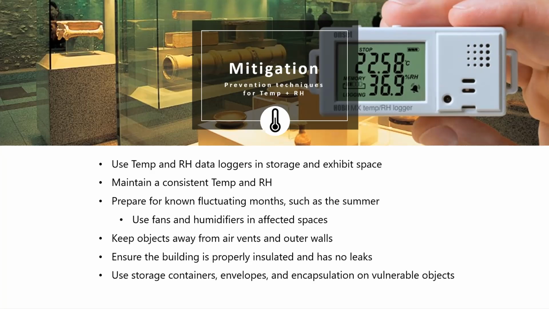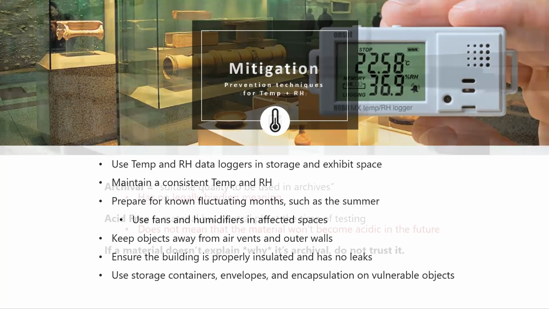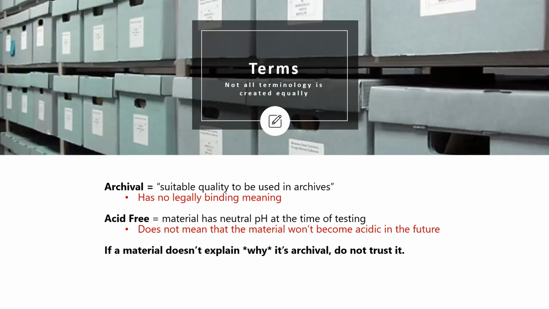So now that we've gone through the agents of deterioration, I'll go through archival materials, but also what does archival mean? Because archival does mean it's suitable quality to be used in archives, but it has no legally binding meaning. Technically, anything is archival for a certain amount of time. Same with acid-free. Acid-free means the material has a neutral pH at the time of testing. So that doesn't mean that the material won't become acidic in the future, though. And so if a material doesn't explain why it's archival, I wouldn't trust it.